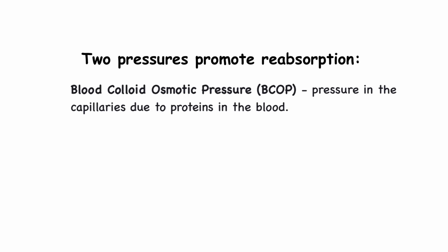And so the pressures that promote reabsorption are going to promote that fluid going back into the capillaries on the venule side. The first pressure is blood colloid osmotic pressure, abbreviated BCOP, and this is a pressure that is found within the capillary itself. This pressure is due to the large proteins that are found in the blood plasma that cannot leave the capillaries. And so this pressure is going to actually pull fluid from the interstitial spaces back into the capillaries on that venule side.